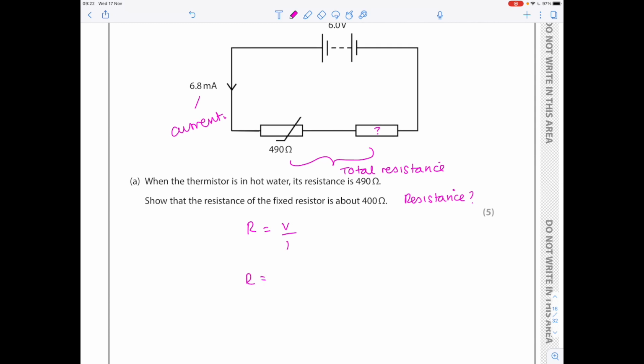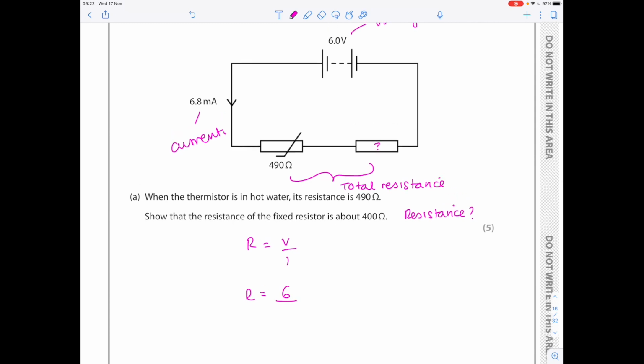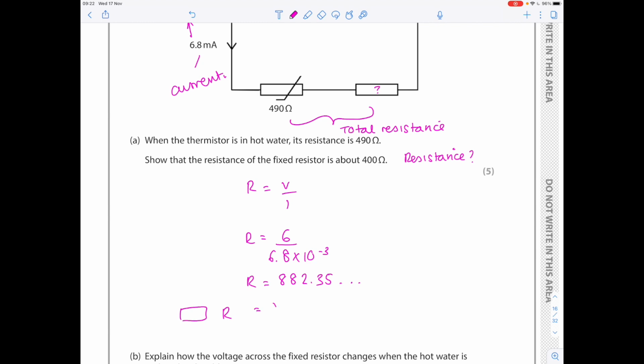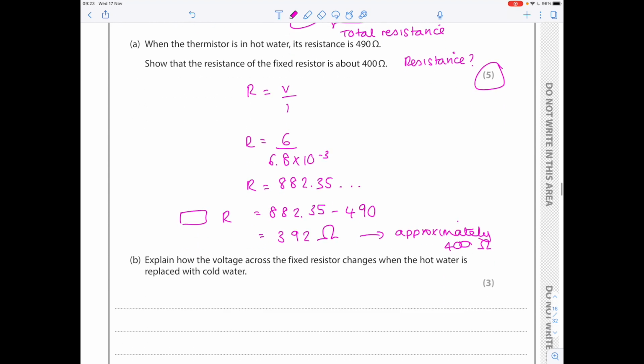So the way we do that is, first of all, we take the voltage, which we've been told is 6 volts. The current is 6.8 milliamps, so we need to divide that by 1,000 to get it into amps, our standard unit. So that looks like that. So we're going to pop that in here, pop it into your calculator, and you'll get a value of 882.35. And then to find the fixed resistor's resistance, we do that number minus the resistance of the thermistor, which is 392 ohms, which is approximately 400. So I know I've got the answer right here. Quite a lot of working to do there, but it is worth 5 marks.